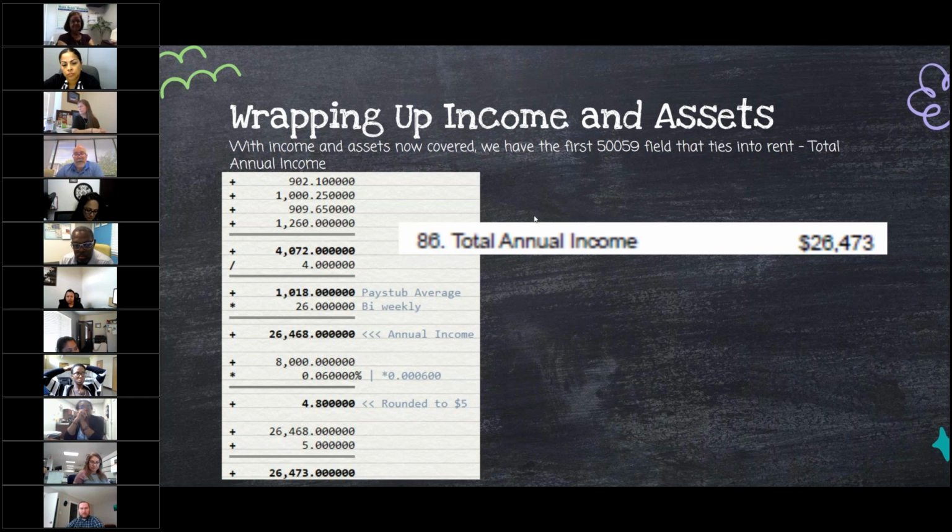So now that we have income and income from assets, it brings us to our first field that's actually on the 5.9, the total annual income. So here we did our check stub average. We came up with 20, or divided by 26 to come up with $26,468. We added our $5 in income from assets. We have a total of $26,473, and that's total annual income. So before we talk about deductions or anything else. Clear so far?